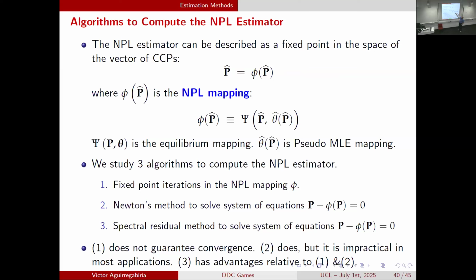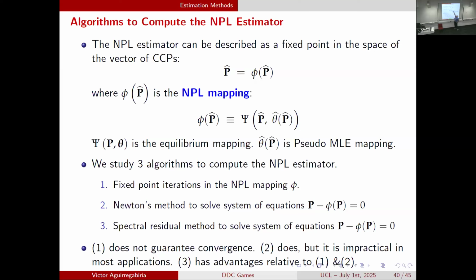Then we can define the NPL estimator as a value of P that solves a particular fixed point problem. That is basically the fixed point problem defined by this mapping, where this is the best response mapping, phi of P and theta. And this theta hat is basically the pseudo maximum likelihood estimator, this very simple maximizer of Q of theta given P, okay? That is like a static model, like a standard multinomial choice model, okay?